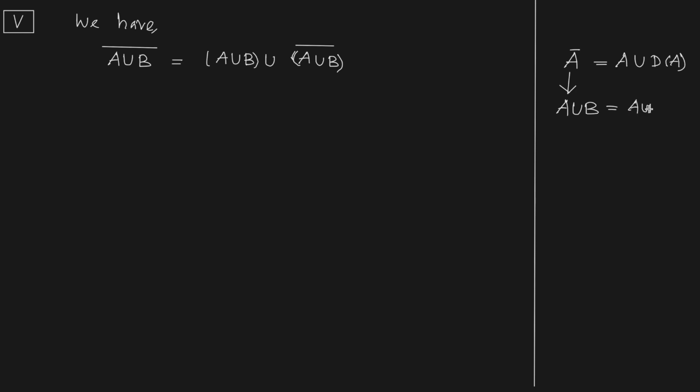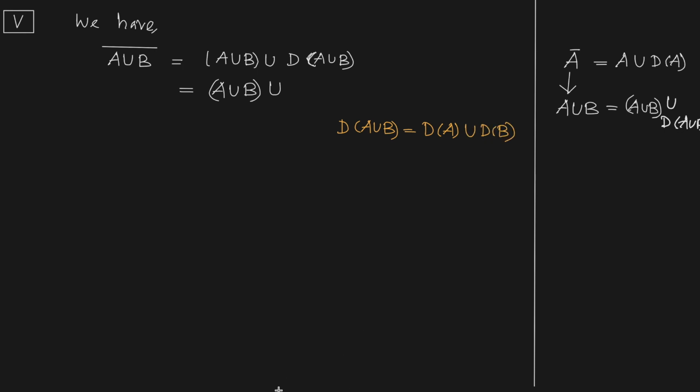That is, closure of A union B is A union B union the derived set of A union B. Considering A union B as one set, closure of A union B is equal to A union B union derived set of A union B. We know that the derived set of A union B is equal to the derived set of A union the derived set of B. We have already established this result when we did the properties of derived sets.